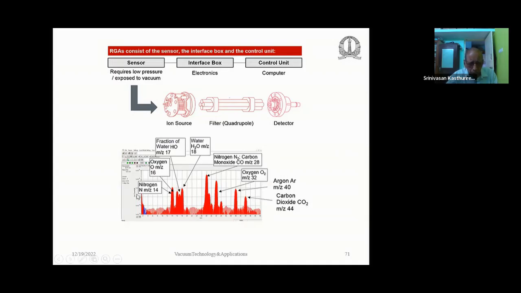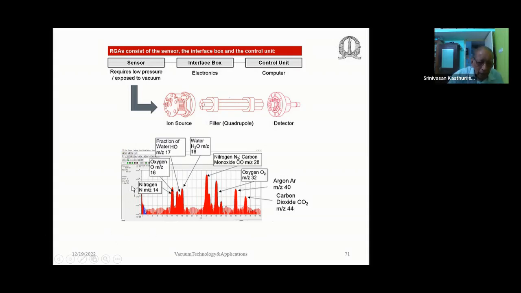So you have a spectrum with the mass number to charge ratio. For example, nitrogen M by Z 14, oxygen M by Z 16, then a fraction at M by Z 17, water molecules at M by Z 18, etc. The nitrogen or carbon monoxide, oxygen again at M by Z 32, argon at M by Z 40, and then carbon dioxide at M by Z 44, etc. are just seen as a spectrum.